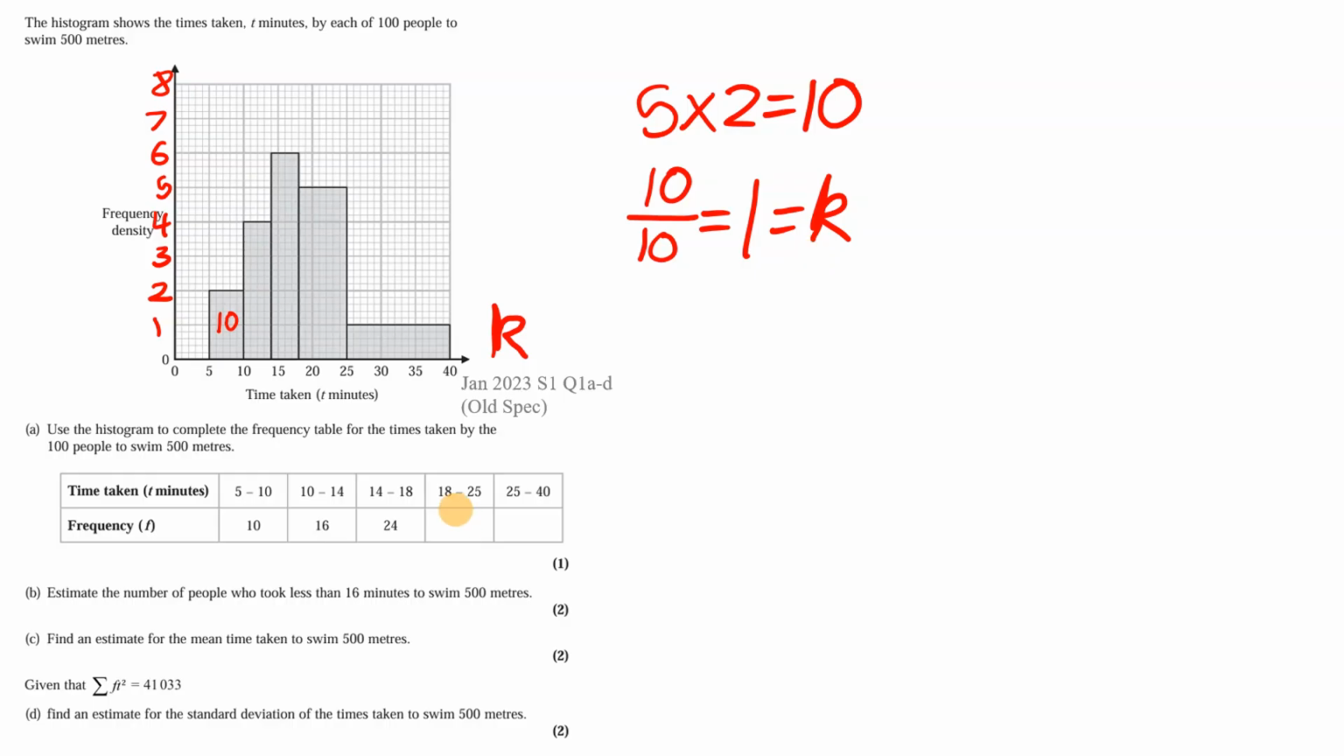So we need to find the frequencies for 18 to 25 and 25 to 40. So let's start with 18 to 25. So this is this one here. So the width, so it's between 18 and 25.